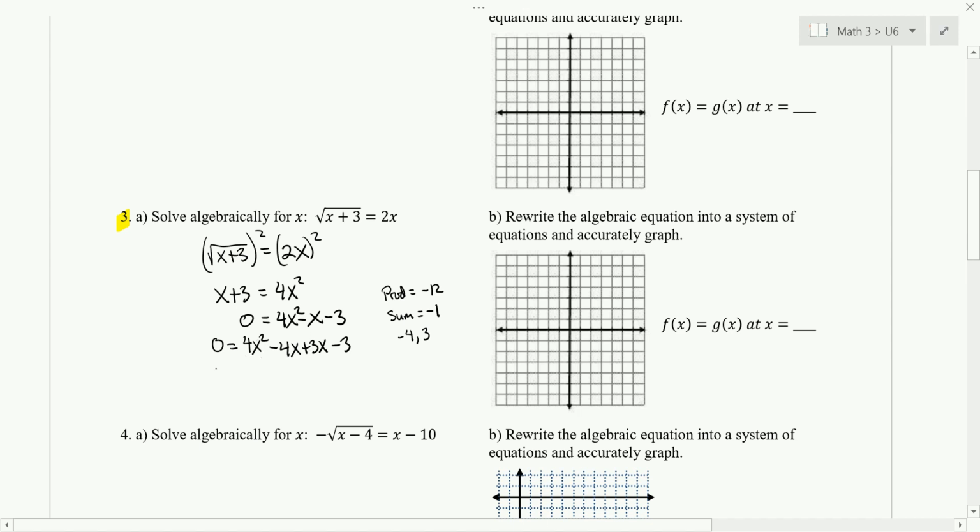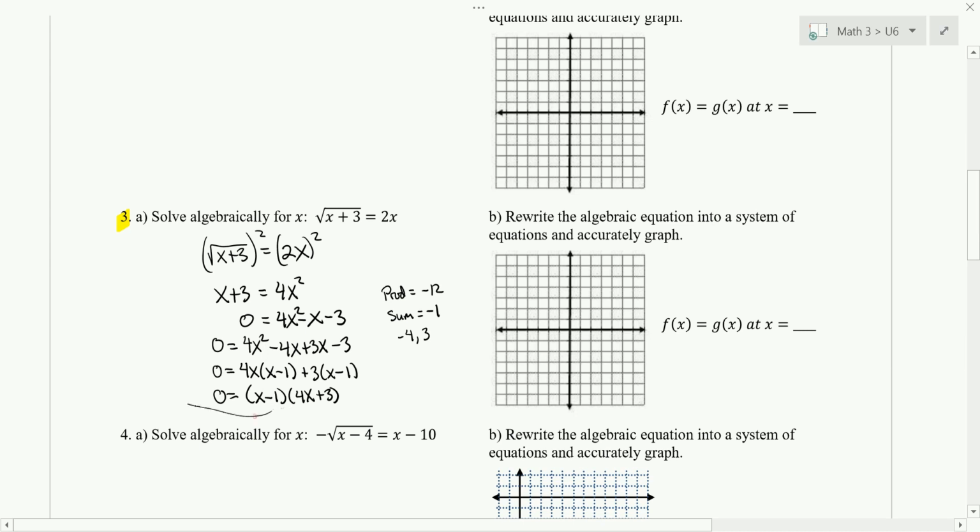By splitting it up into four terms, we can now factor by grouping. If you look at the left half, you could factor out a 4x, and you're left with x minus 1. The right half, we could factor out a 3, and we're left with x minus 1. Now we have two terms that both have a factor of x minus 1, so we could factor out the x minus 1, and we're left with 4x plus 3. So now we've fully factored, set each factor equal to 0, and solve.